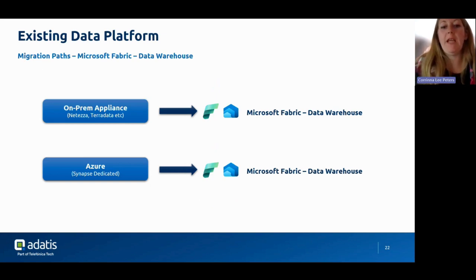For the on-prem application and Azure Synapse dedicated, we would suggest using Fabric with the data warehouse as a storage. The on-prem application and Synapse dedicated would use Fabric within the data warehouse migration path.